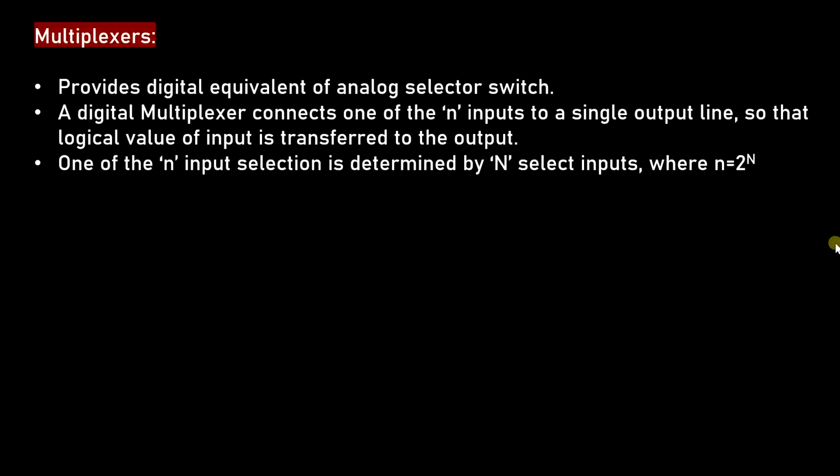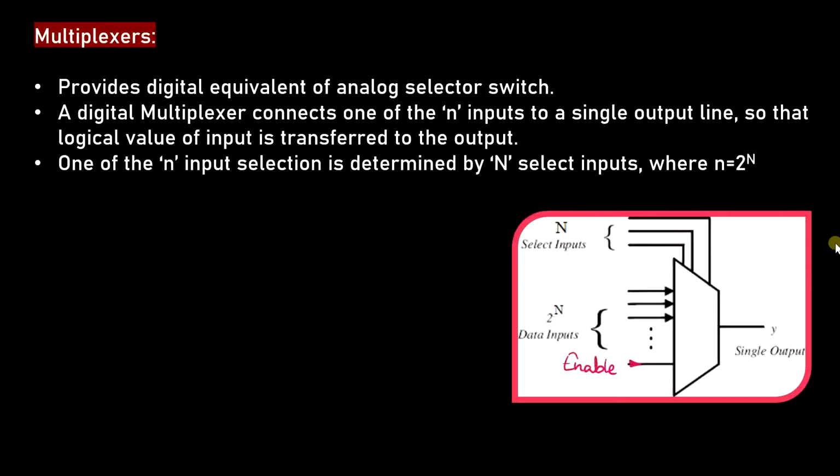So multiplexers, or in short mux, provide the digital equivalent of an analog selector switch. You have a digital multiplexer which basically connects one of the n inputs to a single output line so that the logic value of the input is transferred to the output. In some of the multiplexers, you also have an enable input pin. Generally, this enable input pin is considered to be logic 0 or active low.